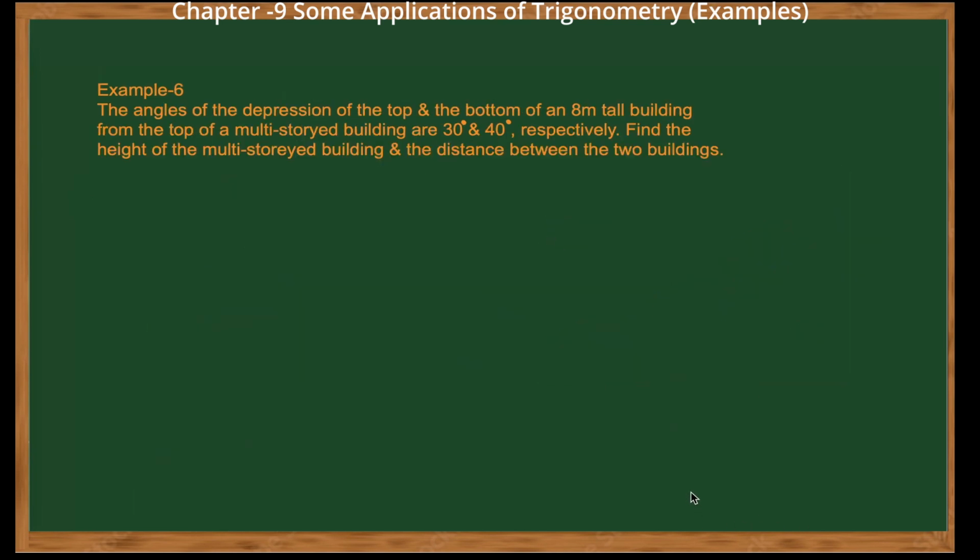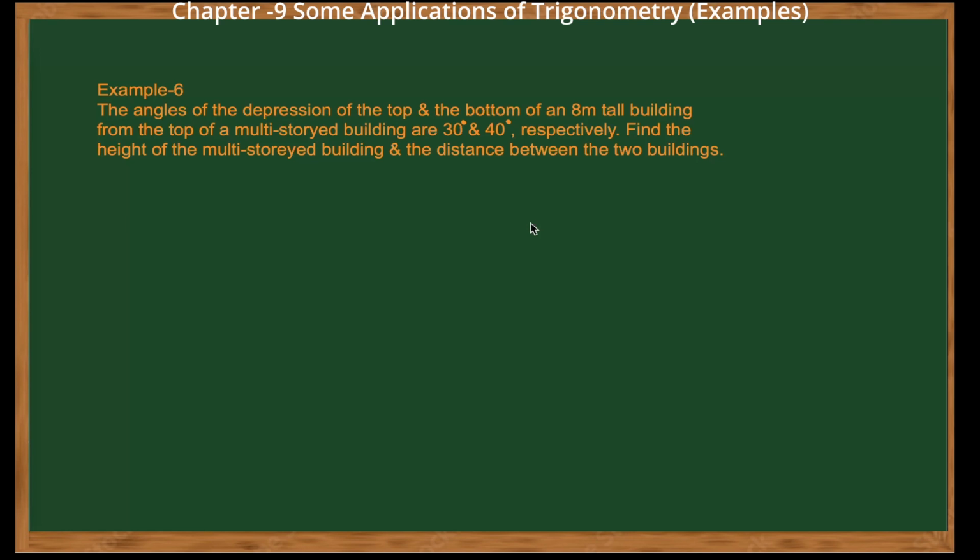Okay, students. So let's read our question here. The angles of depression of the top and the bottom of an 8-meter tall building from the top of a multi-storied building are 30-degree and 40-degree. So depression means down.